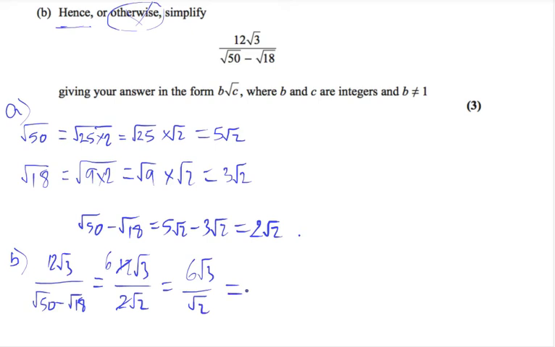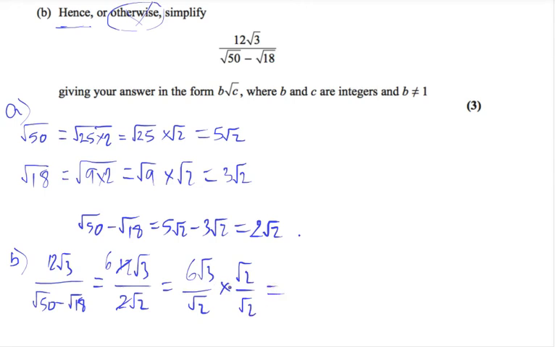It doesn't say in the question, but because it says simplify, you should know that it's asking you to rationalize the denominator. So get rid of this square root in the denominator. And we can do this by multiplying the top and bottom of the fraction by root 2.